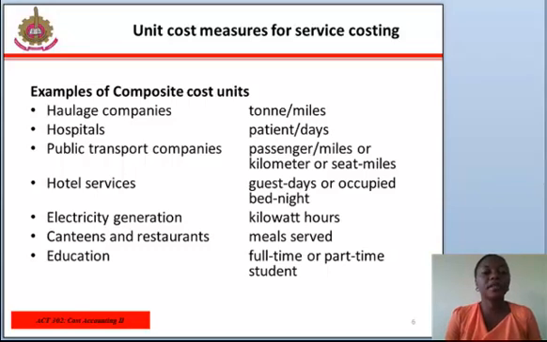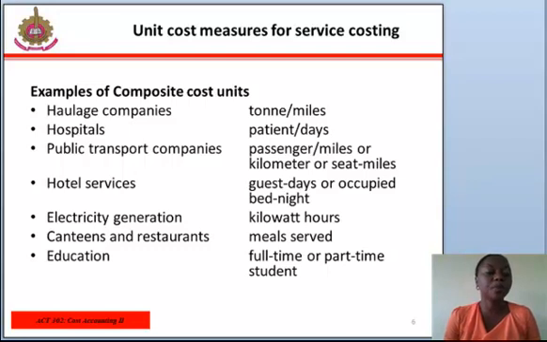Unit cost measures for service costing. One of the main difficulties in service costing is the establishment of a suitable cost unit that represents a suitable measure of the service that is being provided. In some situations, it may be necessary to calculate a composite cost unit. However, a composite cost unit is more appropriate if a service is a function of two variables. Hence, below are some examples of services with their respective cost units.